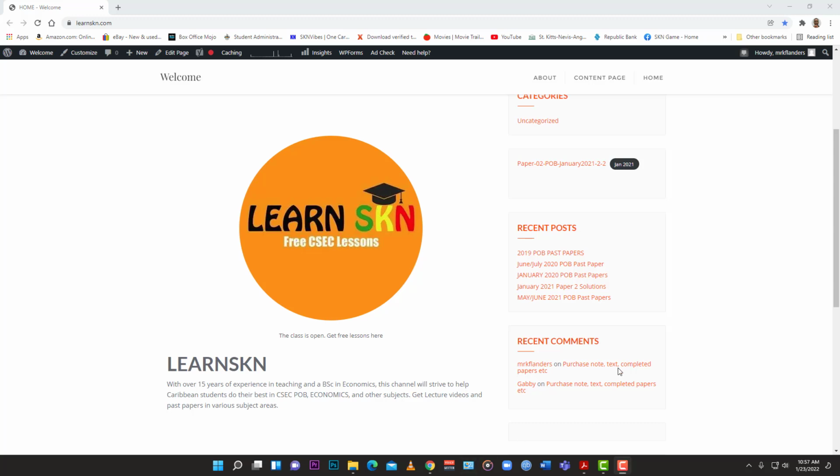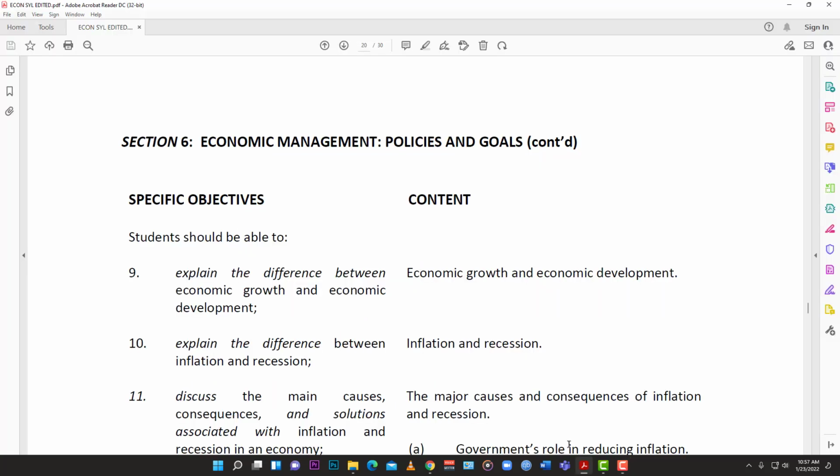Welcome back to Learn SKN, and today we're going to be looking at the economics syllabus. We are going to be covering objective number 9 from section 6. We are going to be looking at economic growth versus economic development, definitions, differences, etc.